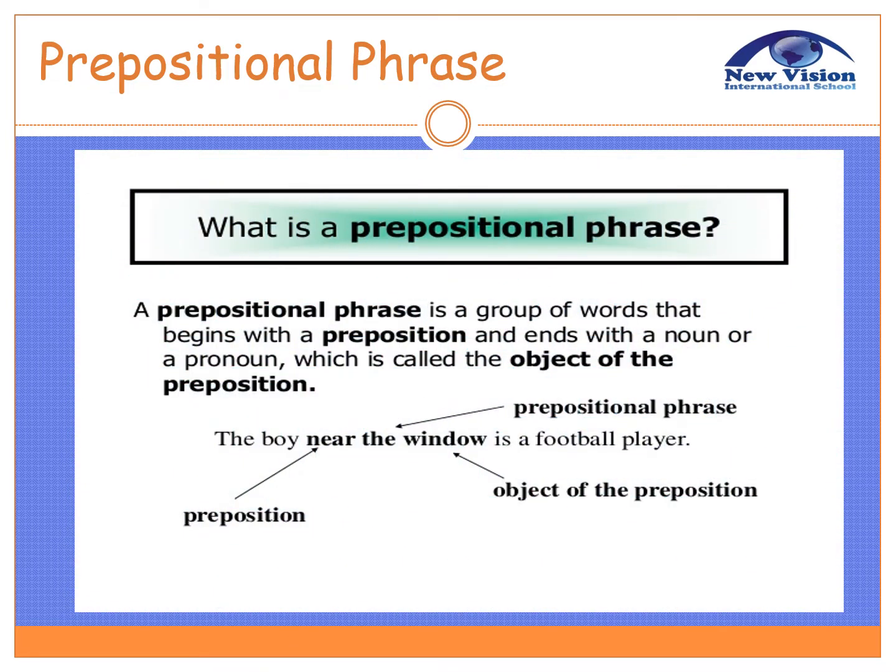Look at this illustration on the prepositional phrase. Again, they define the word prepositional phrase there. And look at the example. The boy near the window is a football player. Look at the first arrow. The word near is the preposition. Your complete prepositional phrase, as I mentioned a while ago, begins with a preposition until the object. Near the window is your prepositional phrase.